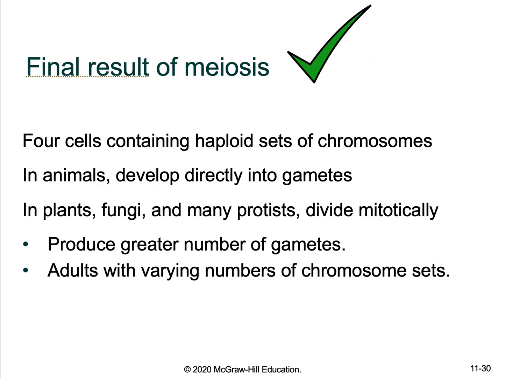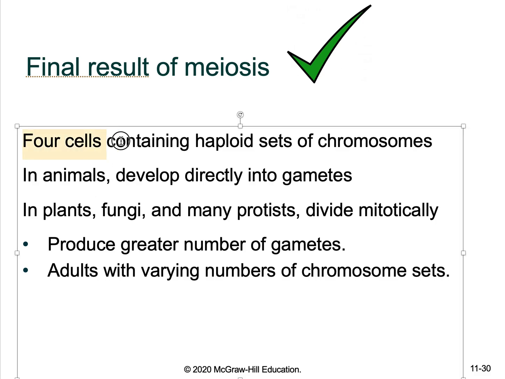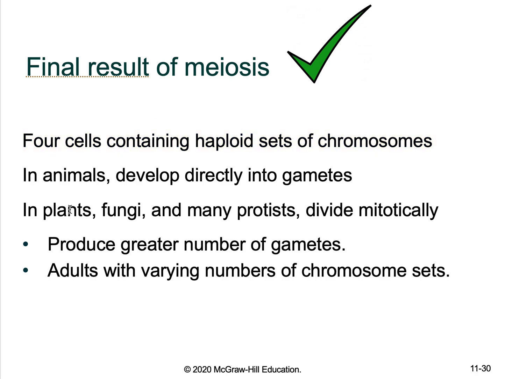So the final result for meiosis is you're going to have 4 cells that are haploid. In animals, they turn into gametes, which again we said were sperm and egg. For plants, fungi, and other protists, they divide mitotically. They produce greater numbers of gametes, adults with varying numbers of chromosome sets. So this is probably the biggest thing that I need to remember. We have 4 daughter cells, they're haploid, and they're all different, versus in mitosis you have genetically identical cells.